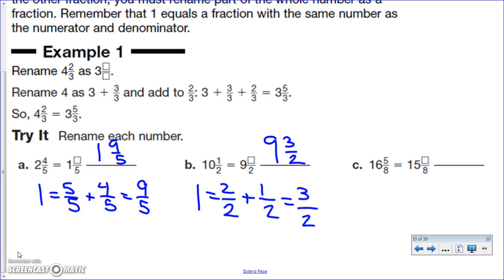For C, we have 16 and 5/8. So we're going to take 1 whole away from it, so that 1 whole is going to equal 8/8. Then we're going to add the 5/8 from the original mixed number. So that equals 13/8. So our answer becomes 15 and 13/8.